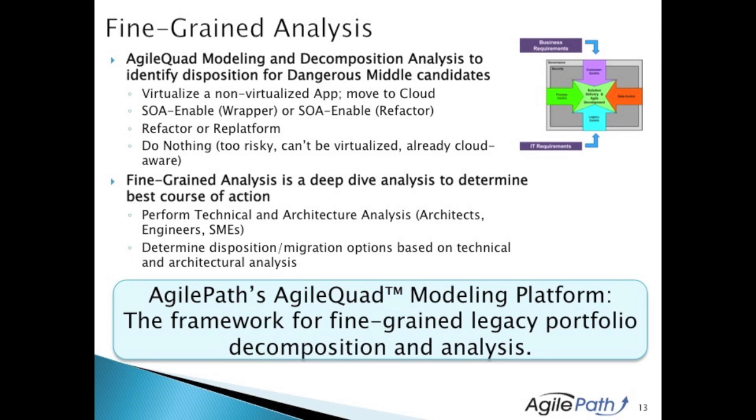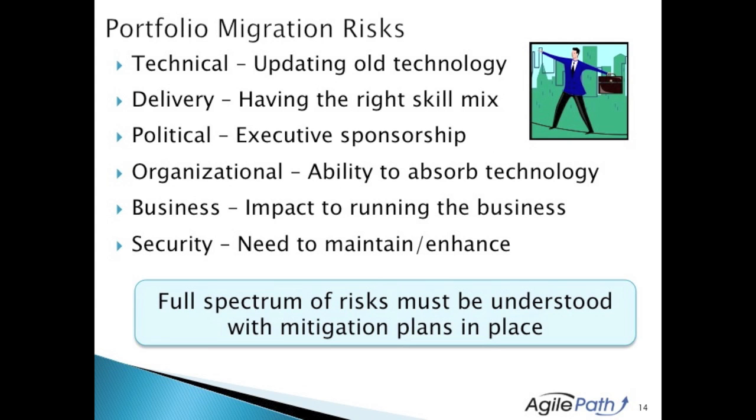So there are a lot of business drivers that potentially need to be considered that override some of the technical risk. And we'll talk about risk in a few minutes here. When you look at risks, there are a number of categories that we've listed here. You have technical risks, updating old technology. You have the delivery risks. Do you have the right skills mix within your organization, or can you acquire the right skill mix?